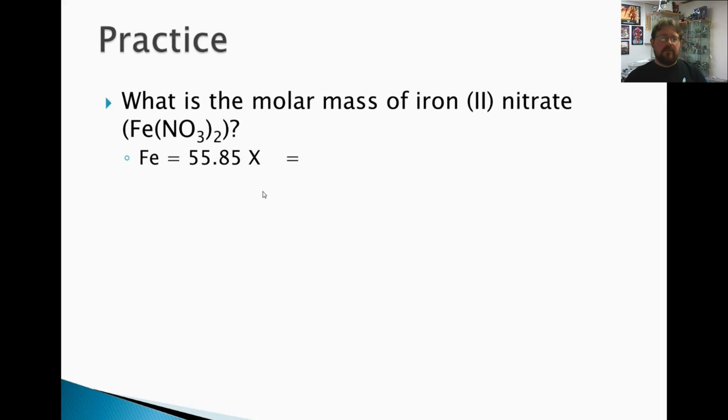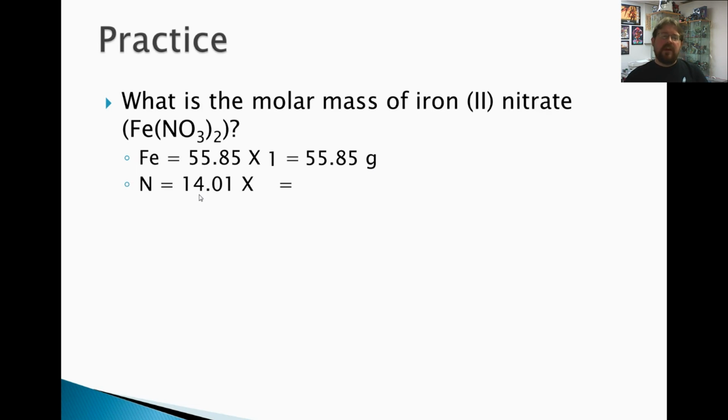First, let's look at iron. Iron has a mass of 55.85 on the periodic table. Now, we're going to multiply that by the number of irons there. Is there a number next to iron? No, so how many do we have? 1. 55.85 times 1 gives us 55.85 grams. No problem.